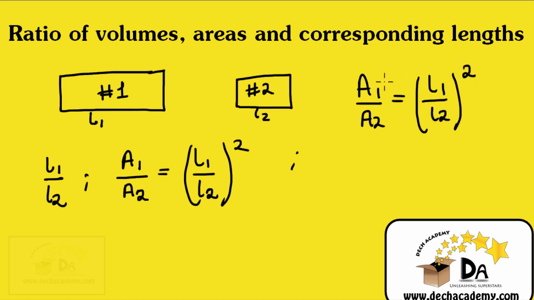So the area of shape 1 to the area of shape 2 is equal to the ratio of the length of shape 1 to the length of shape 2, all squared. Shape 1 divided by shape 2, shape 1 divided by shape 2. Just take note of this order. Once you know that two shapes are similar, if you know the ratio of the length or any other linear measurement, you can easily determine the ratio of the areas of the two shapes.